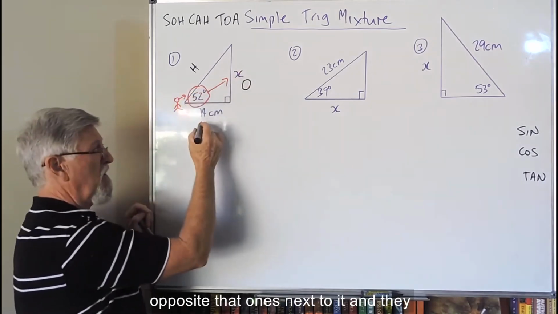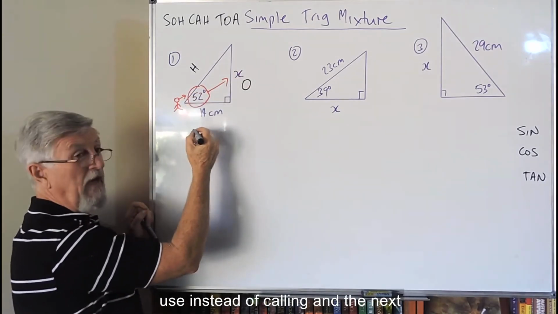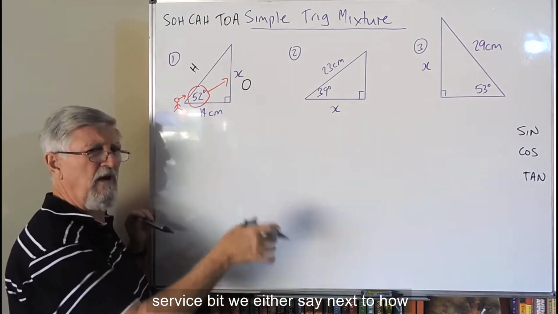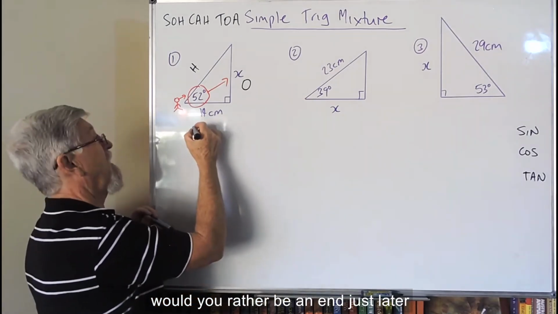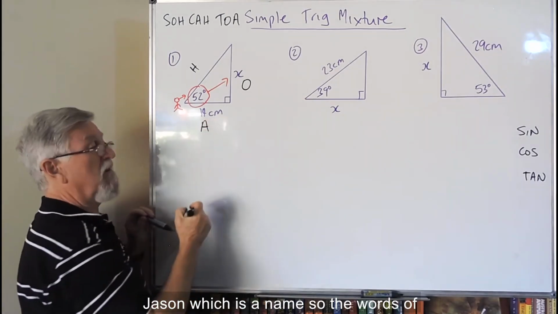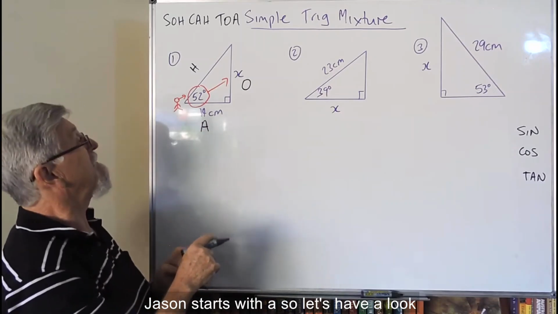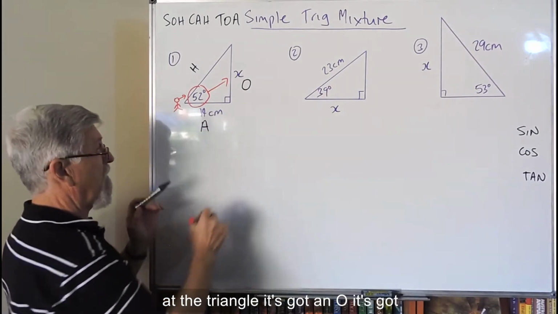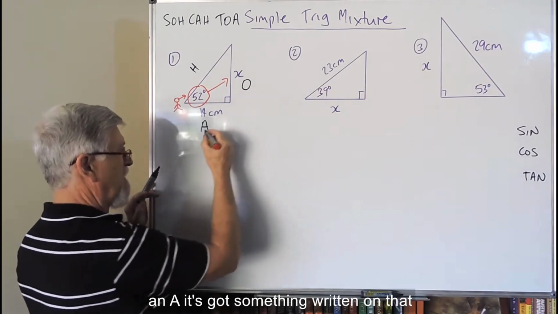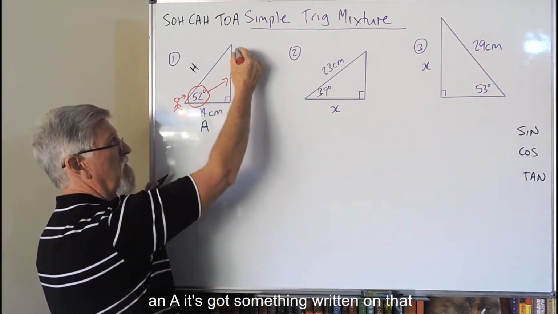That one's next to it, and instead of calling it the next to, which is a bit weird to write as an N, you say adjacent, which is an A. The word adjacent starts with A. So let's have a look at the triangle. It's got an O, it's got an A, and it's got something written on that side.